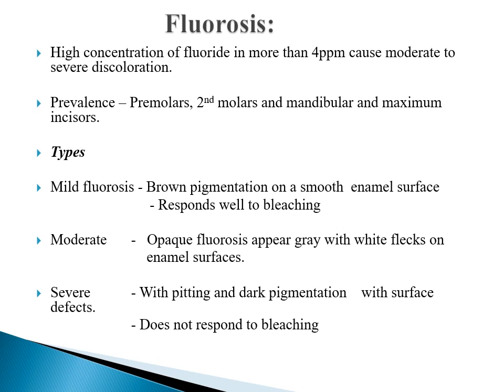Types: mild fluorosis, brown pigmentation on a smooth enamel surface, responsive to bleaching. Moderate opaque fluorosis, appears gray with white flecks on enamel surfaces. Severe defects, pitting and dark pigmentation with rough surface, does not respond to bleaching.